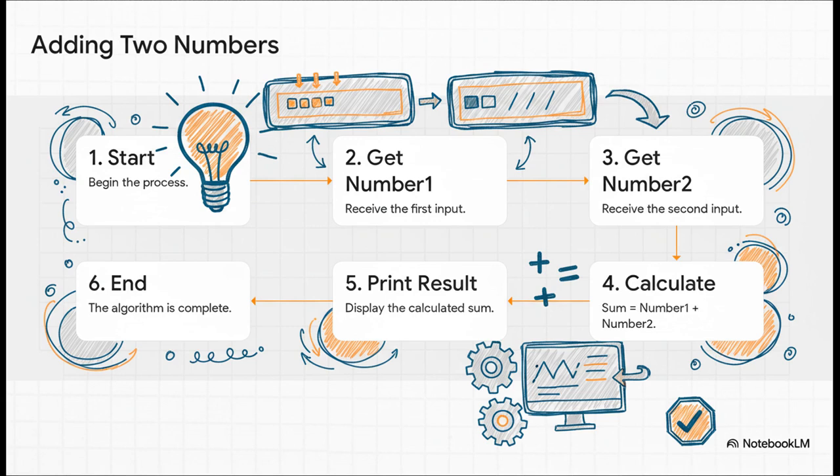Okay, let's make this super concrete. Here's a dead simple algorithm for adding two numbers. Look how clear it is. You start, you get the first number, you get the second number. You do one thing, add them together, then you show the result, and you stop. See? There's zero room for confusion. This is the kind of detail a computer needs to get things right.